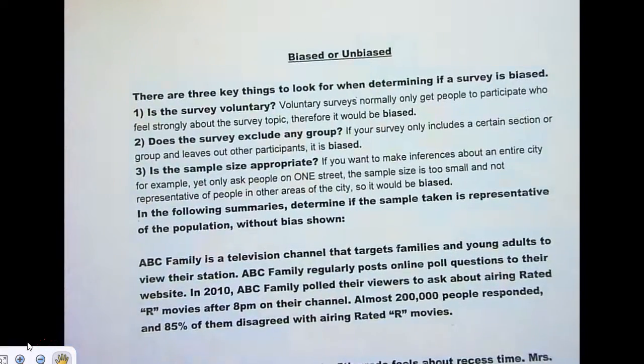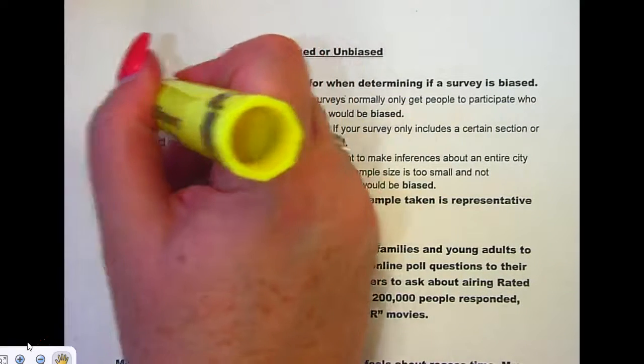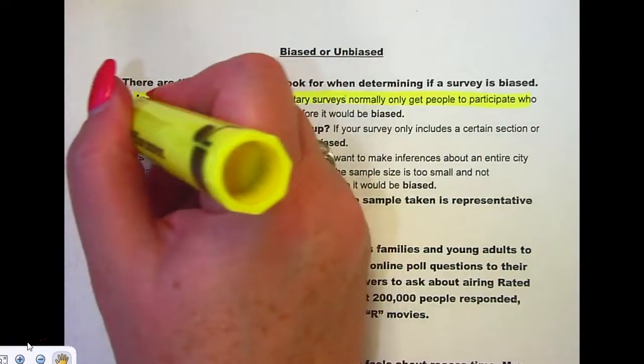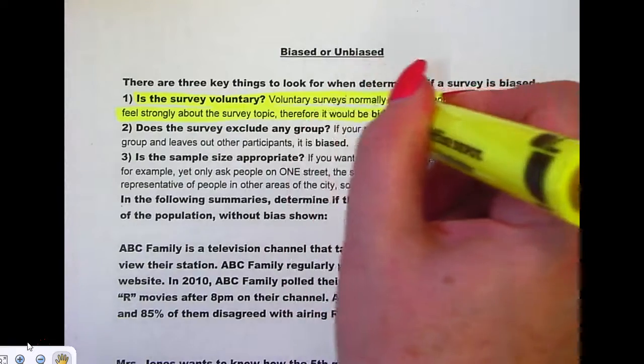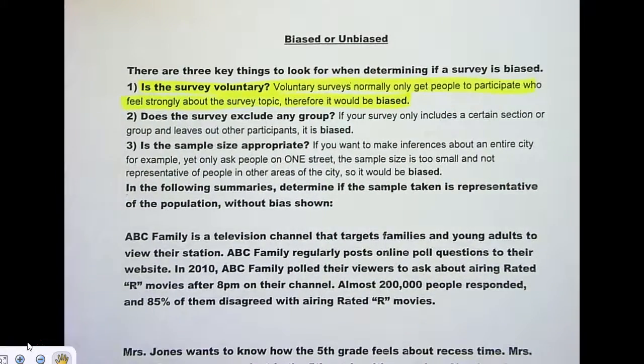Let's look at this last paper. All right, so now let's look at this information about when surveys are biased and unbiased. So here's a little bit more information. There are 3 things to look for when determining if a survey is biased. Is it voluntary? Voluntary surveys normally only get people who feel strongly about the survey topic, therefore it would be biased. So that's one thing.